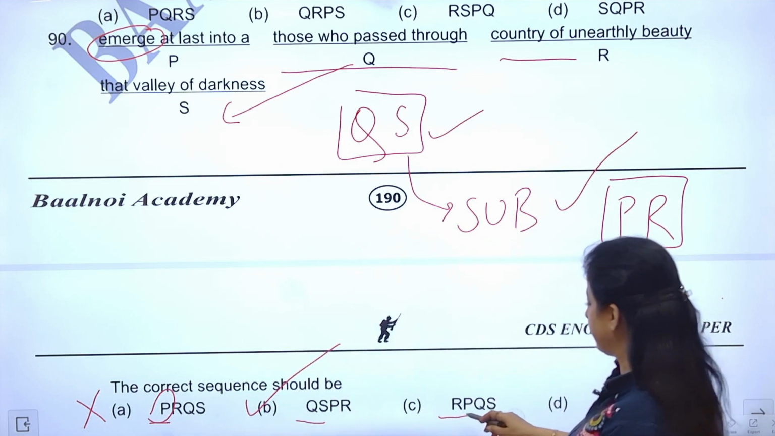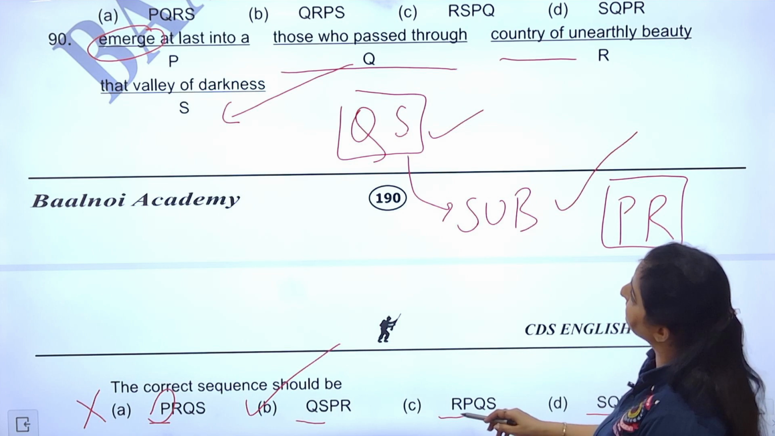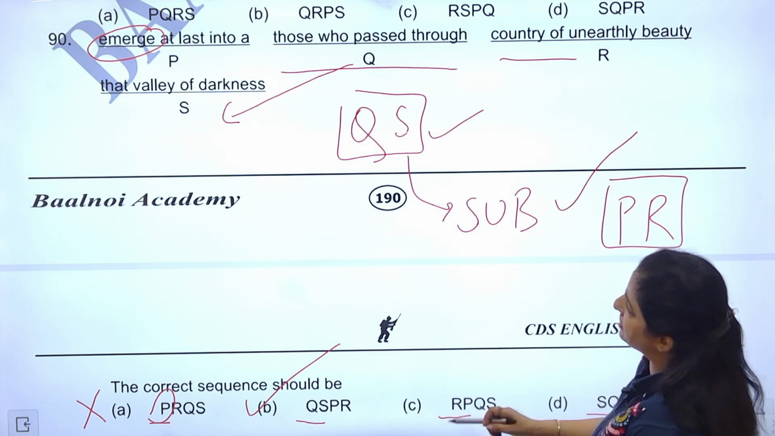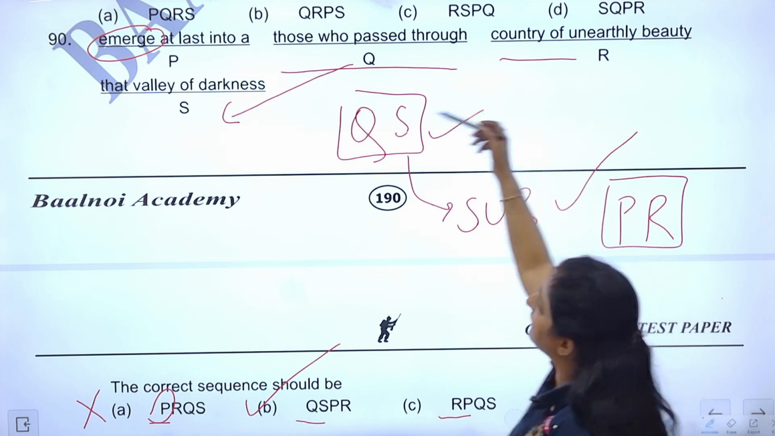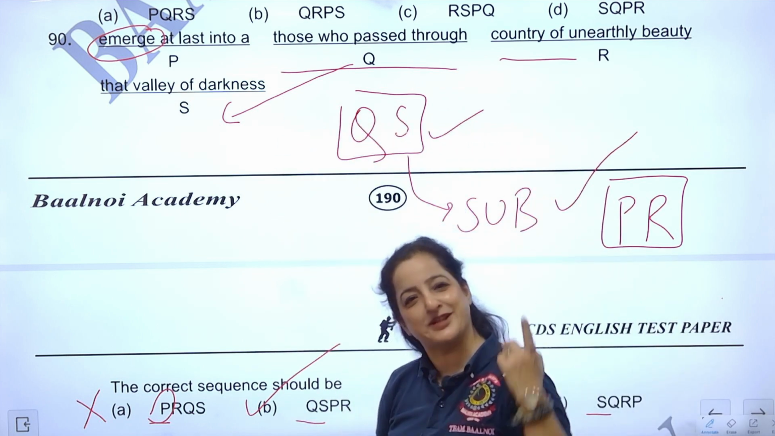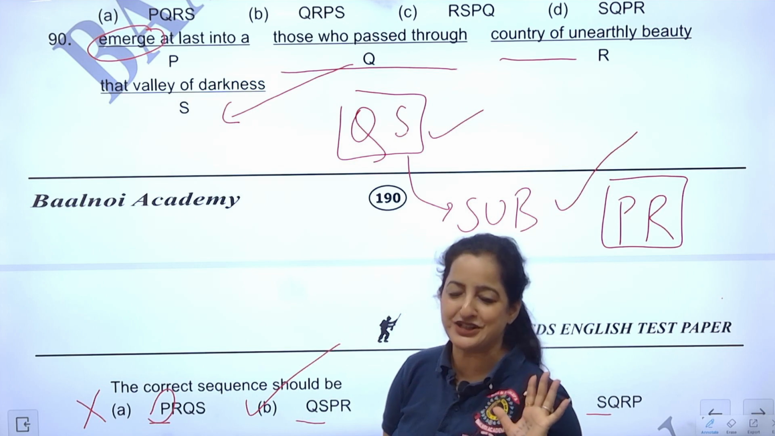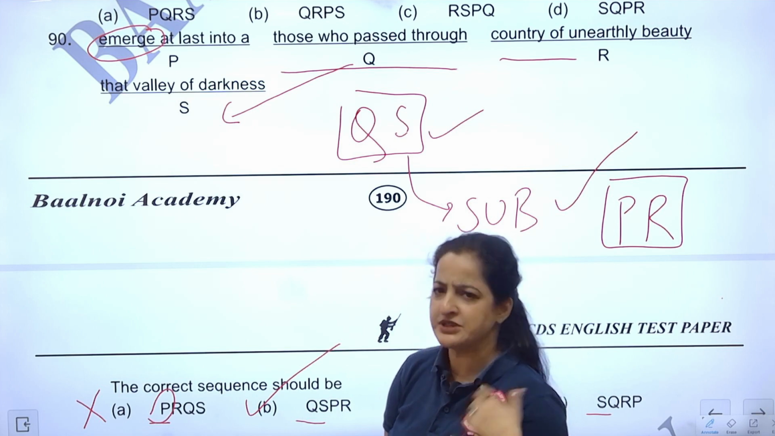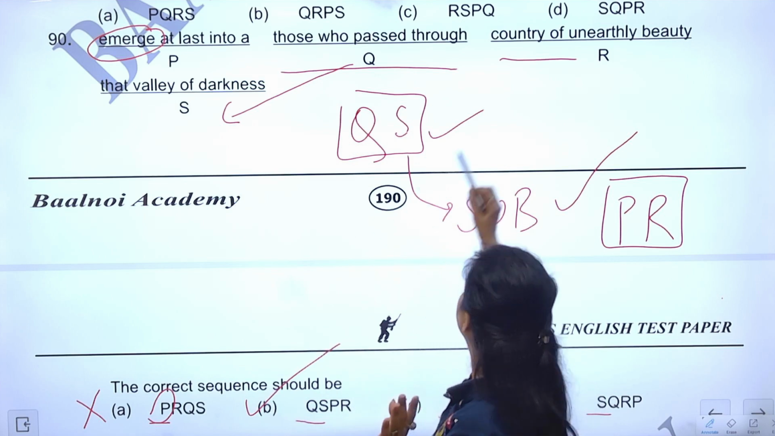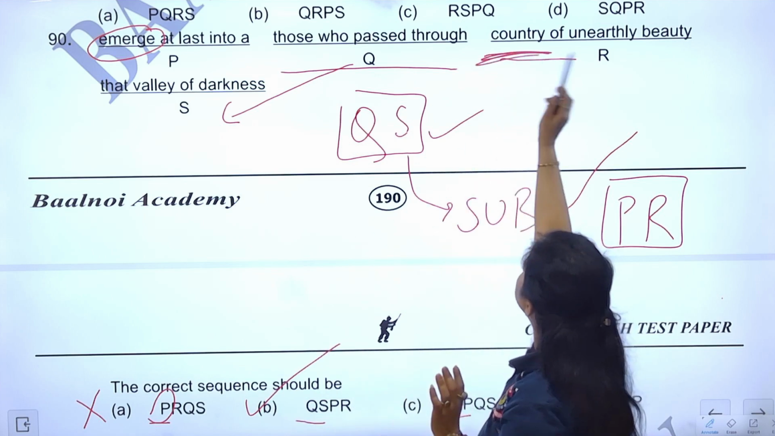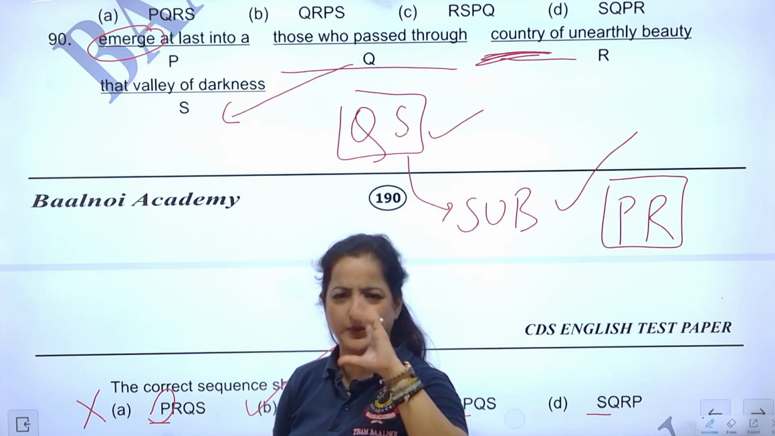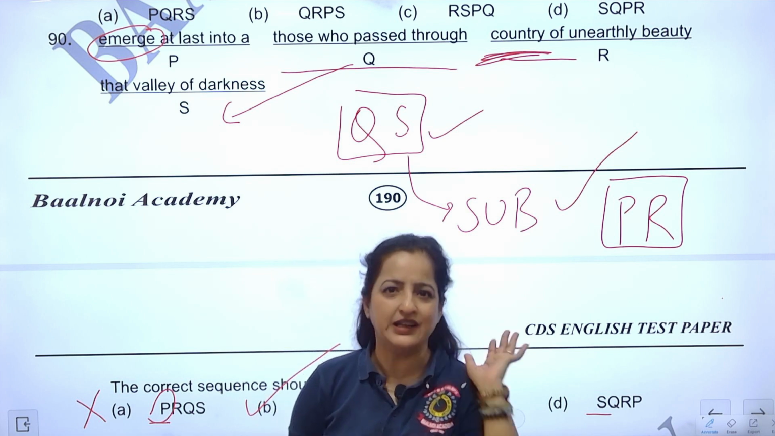Anyway, we will still read this Charlie, RPQS. Country of unearthly beauty, emerge at last. With country, we don't say emerge, we say emerges. Singular subject, V1 with S. So, like it or not, somewhere the one whose grammar is strong definitely has an advantage. Anyways, this is not right either. You say a country and the country, you just don't begin with country. This option is also grammatically wrong.